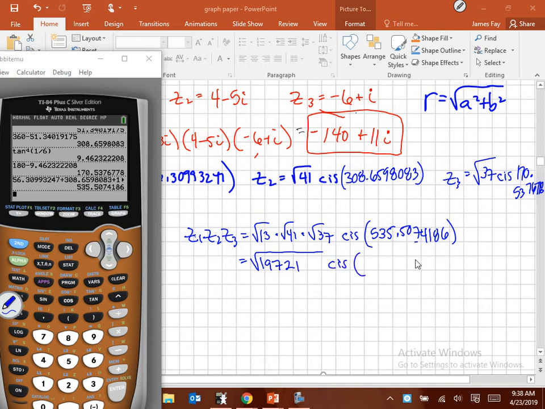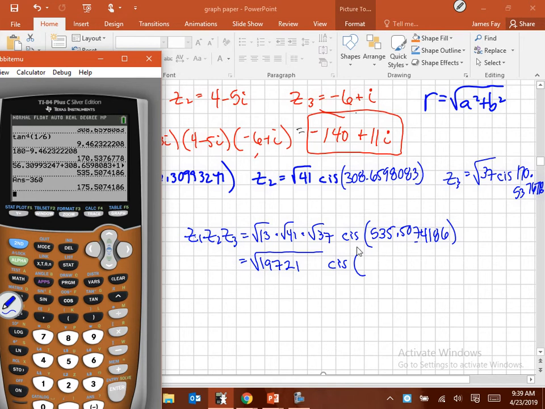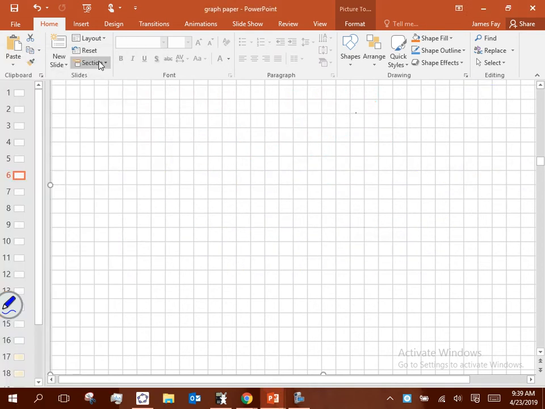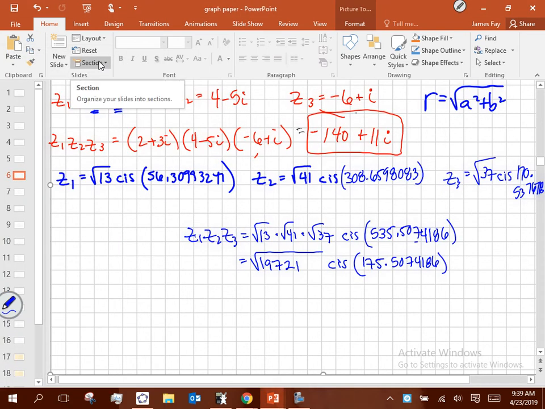Now you can use 530 because you're going to use your calculator here in a moment anyways. You can use the 535 number, or like Fanny said, remove that 360 from there, and 175 will give you the same information. 175.5074186. That is the polar form of negative 140 plus 11i.